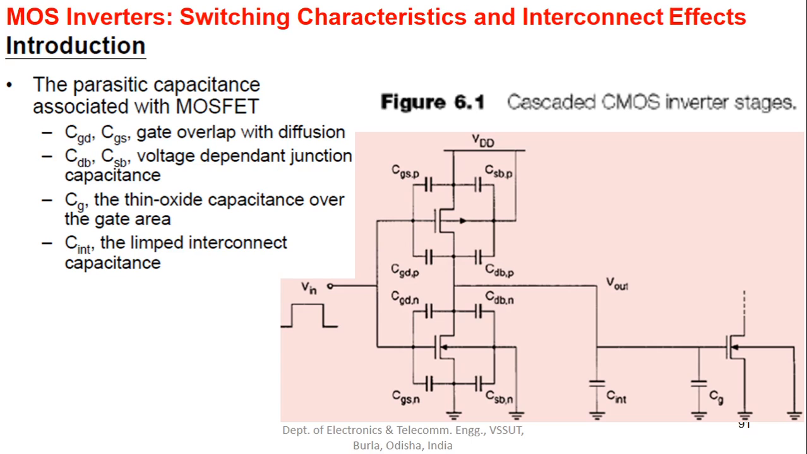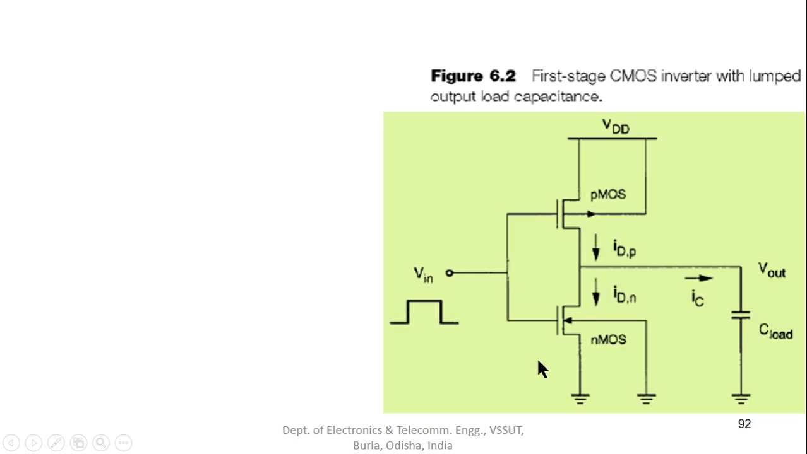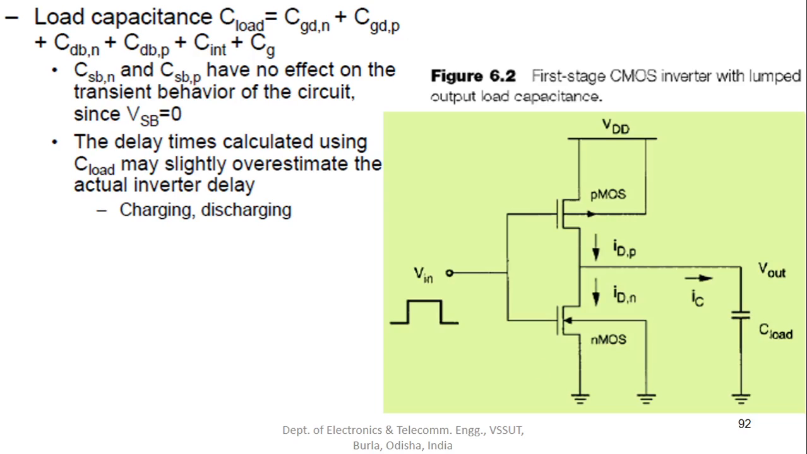Okay, so we had seen the different types of capacitances that are associated with the CMOS inverter. So what we do here is make it simpler: we will take into account all these capacitances and replace them with a single capacitance called C load. This is present here at the output terminal.